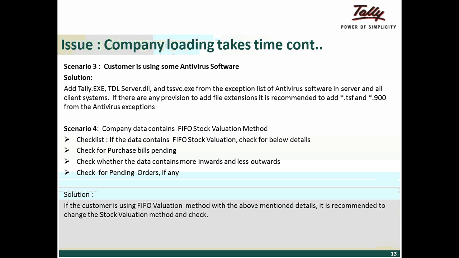Correct? That means more receipt notes than delivery notes, or more GRNs than stock outwards, basically inventory vouchers. So if you have that, for example, what will happen? I have some 10,000 purchases and only some 2,000 stock. Whenever it loads the company, it will walk through all the purchases for the inwards and then walk through all the sales for the outwards.